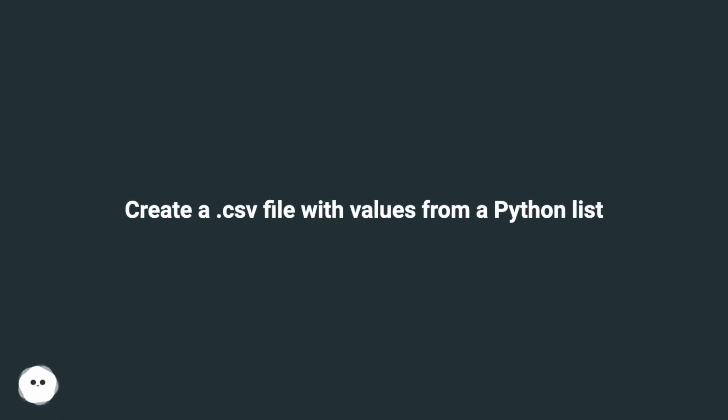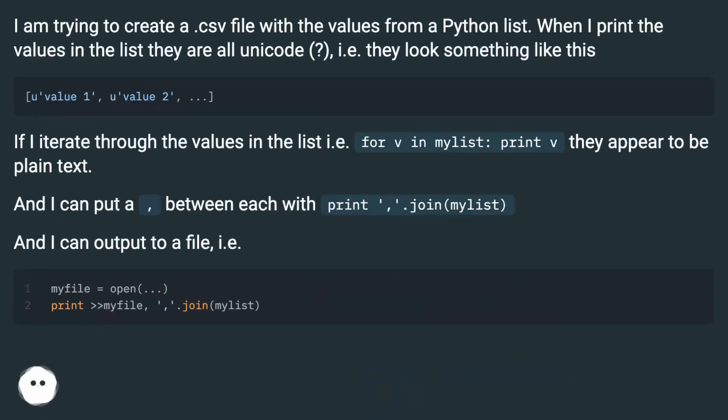Create a .csv file with values from a Python list. I am trying to create a .csv file with the values from a Python list. When I print the values in the list, they are all Unicode, i.e. they look something like this. If I iterate through the values in the list, i.e. for v in my_list_column: print v, they appear to be plain text.